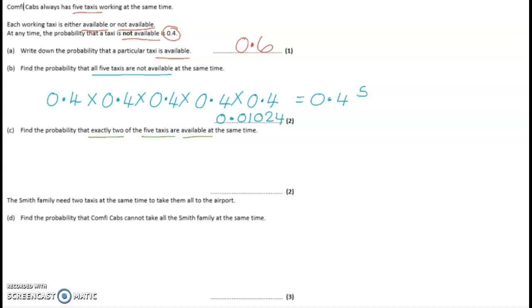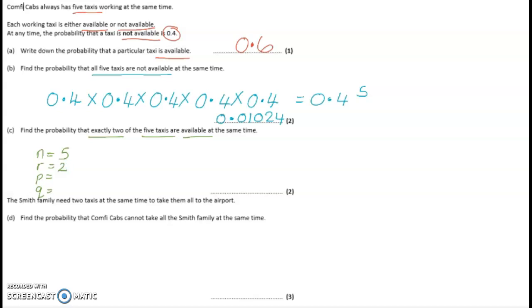Find the probability that exactly 2 of the 5 taxis are available. We've now got to the part of the question which is a binomial distribution. So I need to identify my 4 parts of the formula. N is the total number of trials. There are 5 taxis. R is what I'm looking for in the question. I've been asked for exactly 2.